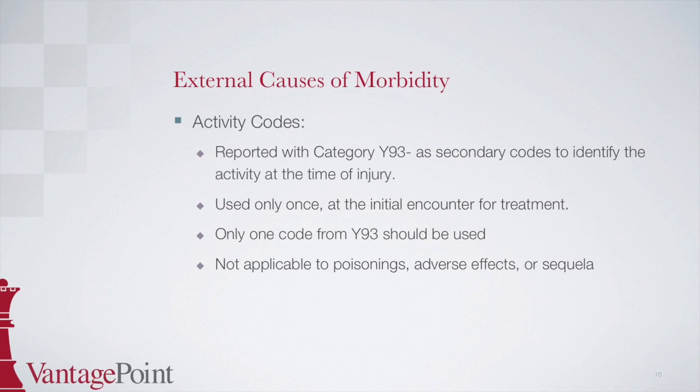If applicable, you would assign a code from category Y93 for activity code in addition to the code for the external cause of injury to describe the activity of the patient at the time the injury or other health condition occurred. A code from category Y93 is appropriate for use with external cause and intent codes if identifying the activity provides additional information about the event. Do not assign Y93.9 unspecified activity if the activity is not stated.